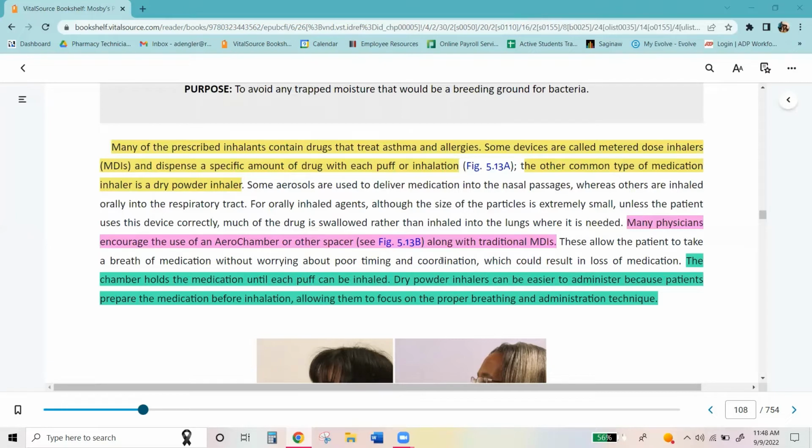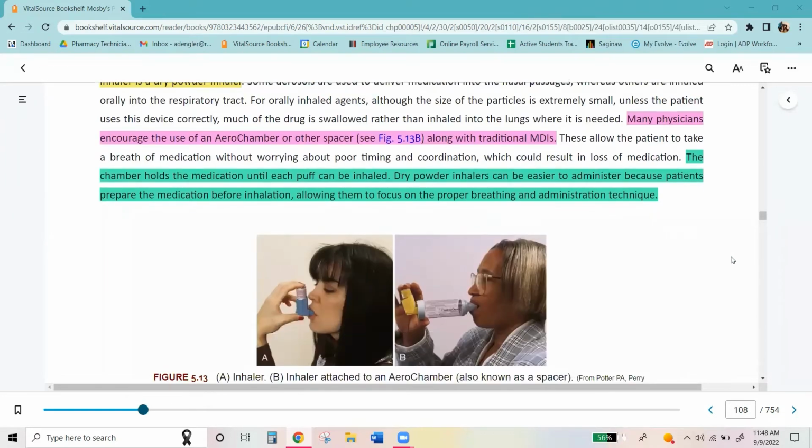Many physicians encourage the use of an aero chamber or other spacer because if the patient does not use the device correctly, much of the drug is swallowed rather than inhaled where it's needed. These allow the patient to take a breath of medication without worrying about poor timing and coordination, which could result in loss of medication. The chamber holds the medication until each puff can be inhaled.